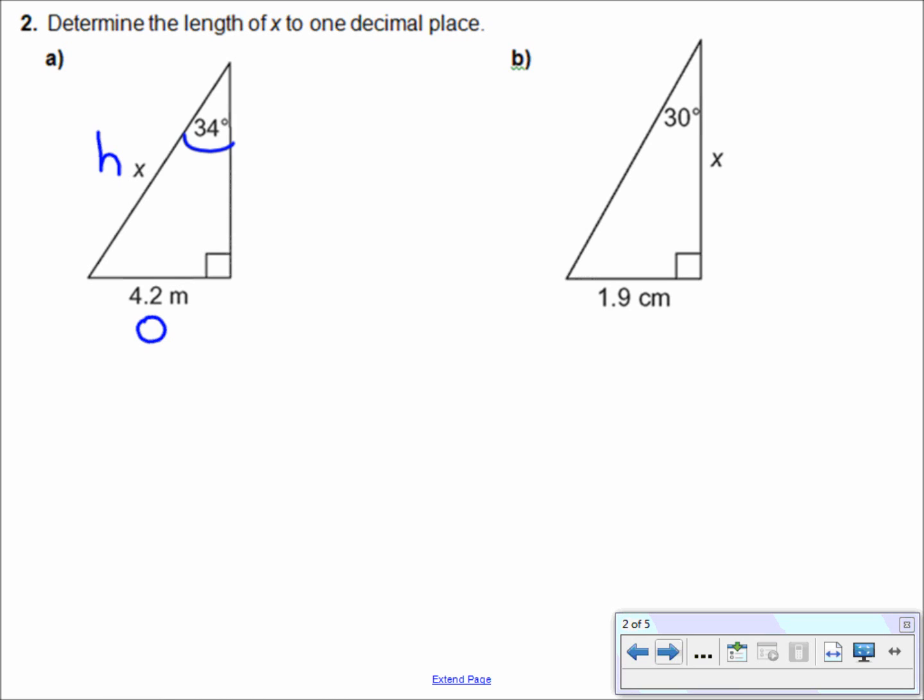Yeah, Aaron. Are you finding the side? Is it divide or times? Well, I'm going to show you. Just give me a second, okay?